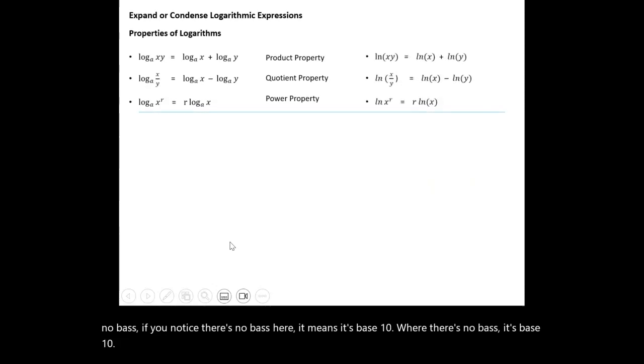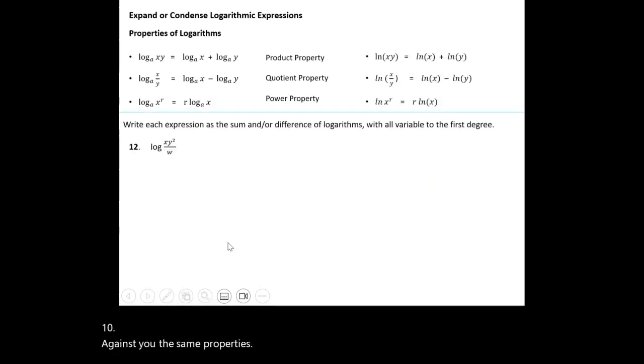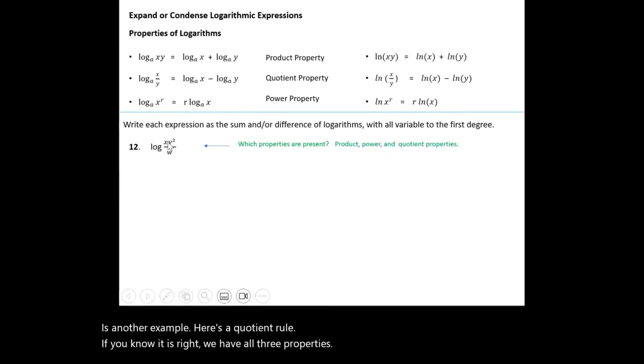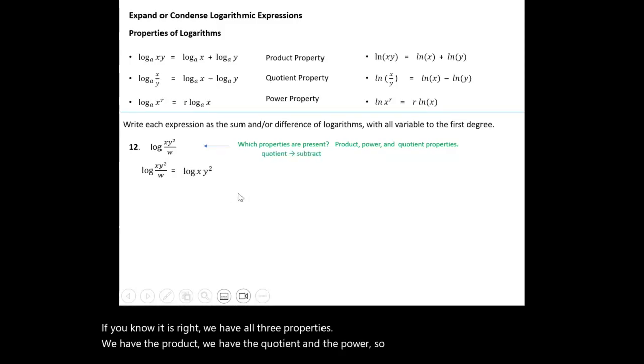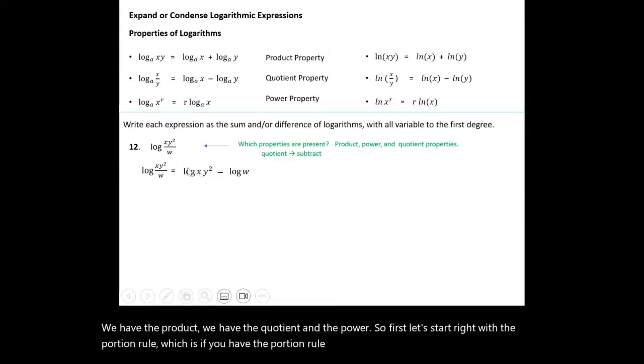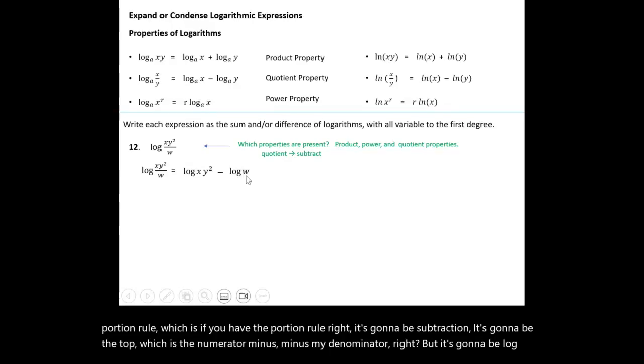Again, here's the same properties. Here's another example. Here's a quotient rule. If you notice, we have all three properties: we have the product, we have the quotient, and the power. So first, let's start with the quotient rule, which is going to be subtraction. So it's going to be the top, which is the numerator, minus my denominator. There's going to be log of x, y squared minus log of w.